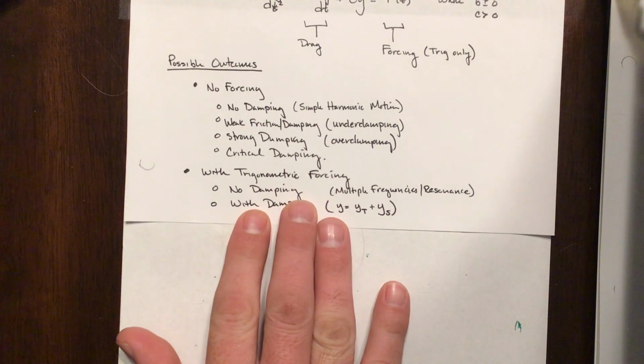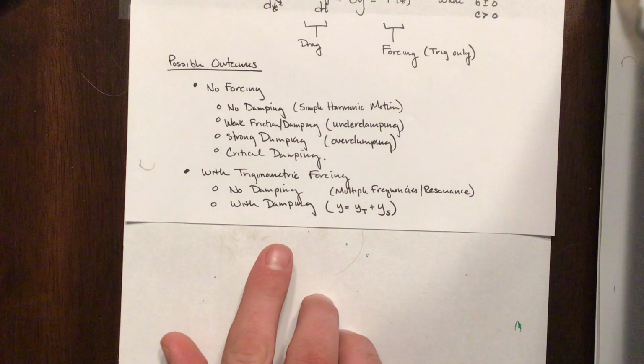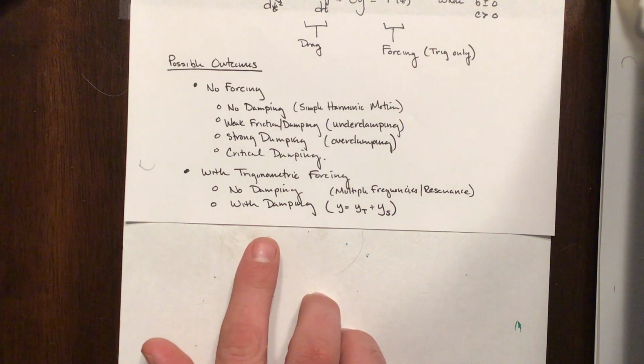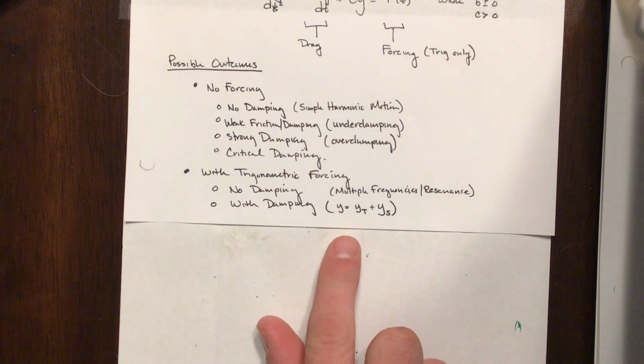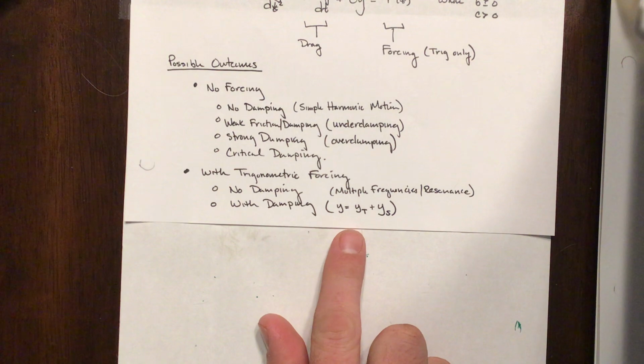Okay. With the trig function, you can have no damping. That's where you have multiple frequencies or resonance, or with damping. And with damping, we're going to look at the equation y equals y_t plus y_s. Okay, let's see what that means.